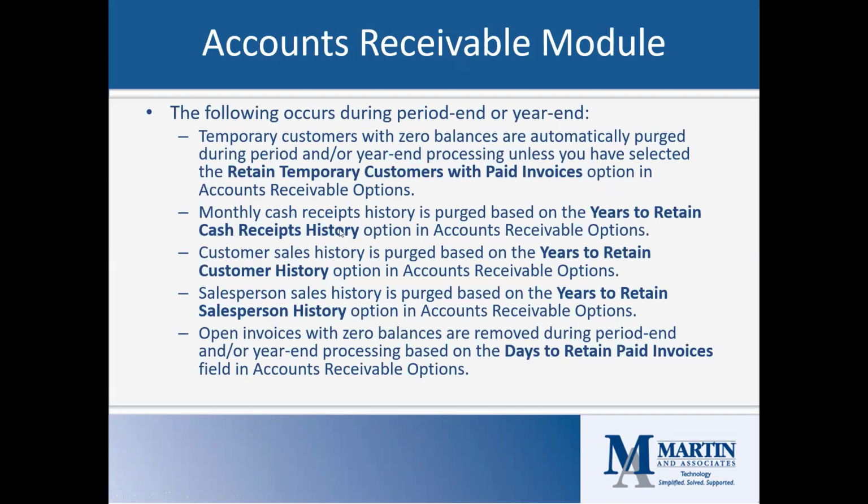And then you have your purges: your monthly cash receipts, your customer sales history, your salesperson sales history, and open invoices with a zero balance that are beyond the number of days retained invoices. So bullets 2, 3, 4, and 5 there are all dealing with the number of days, number of months to retain history.